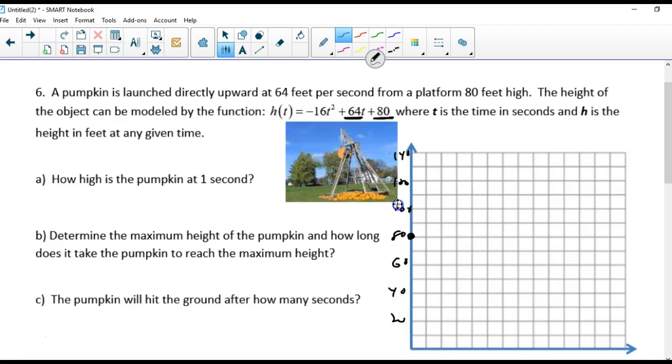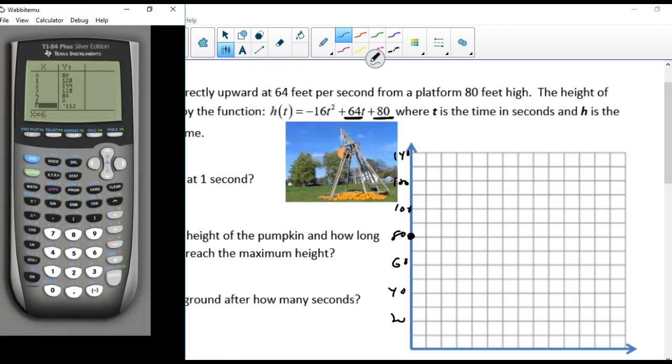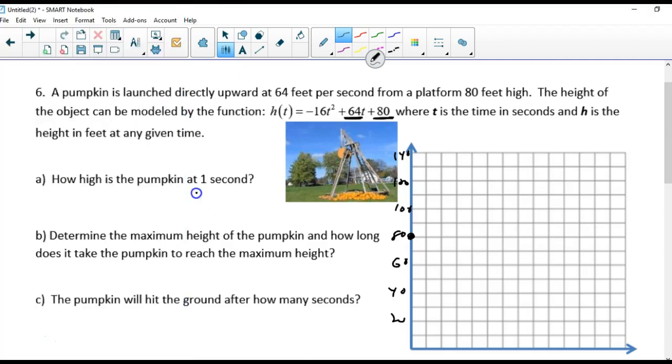So where will it be at 1 second? Again, according to the calculator, at 1 second it'll be at 128 feet. So at 1, I can go to about 128 feet.